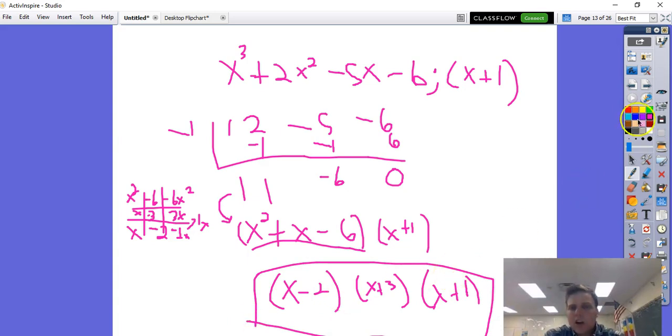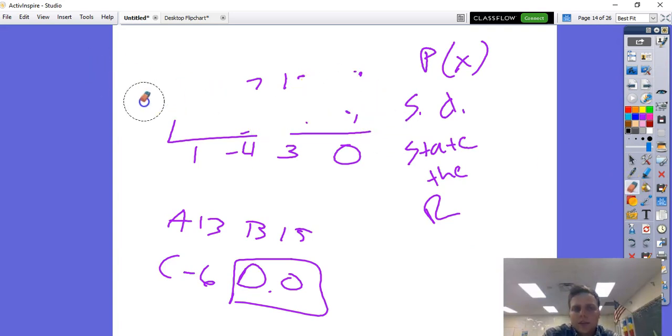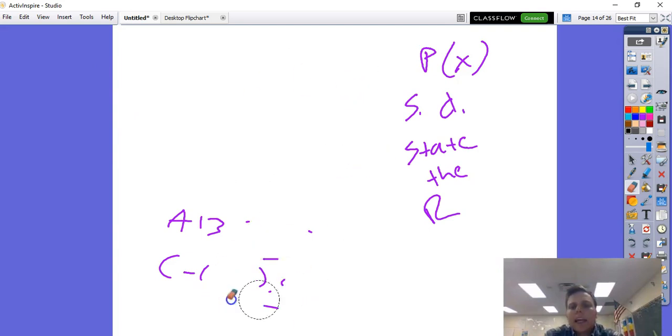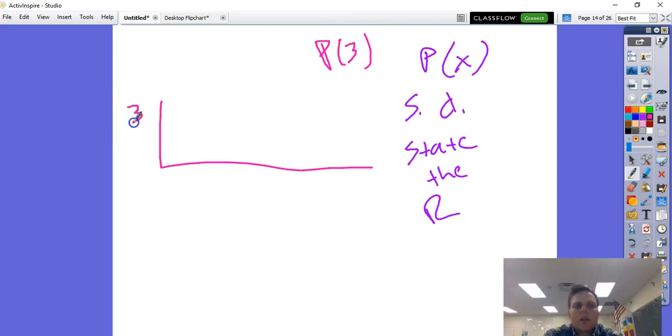Okay? All right, number 7. Number 7 simply says use synthetic division to find p of 3. Anytime you see p of x, it simply means synthetically divide by whatever number we give you right here, and then just state the remainder. We don't care about the rest of the thing. We just care about the remainder. So for this problem, it says find p of 3. So that means I'm going to synthetically divide by the number 3.